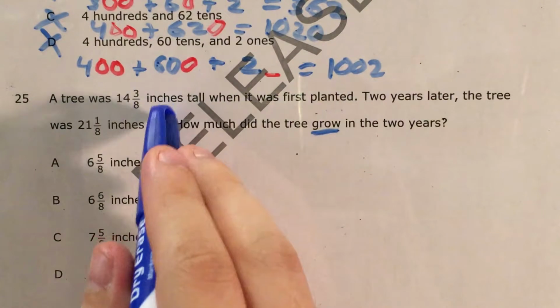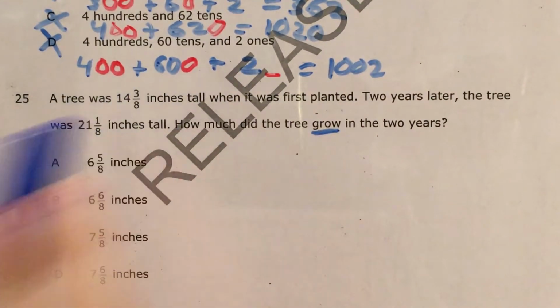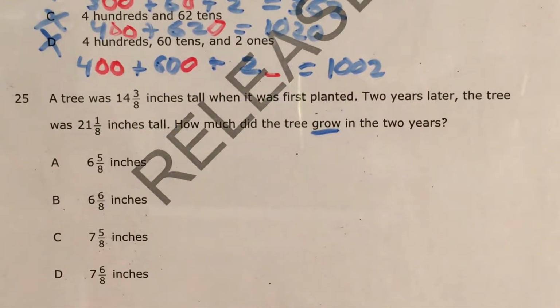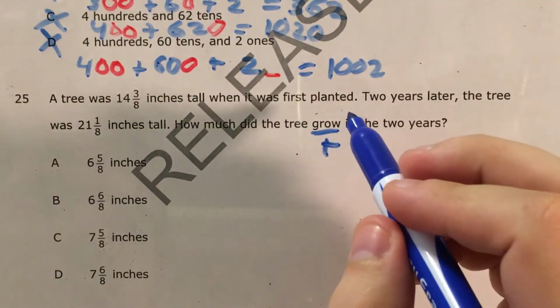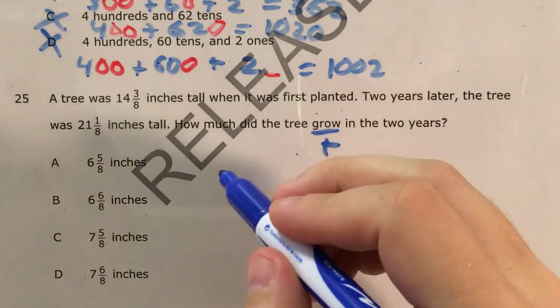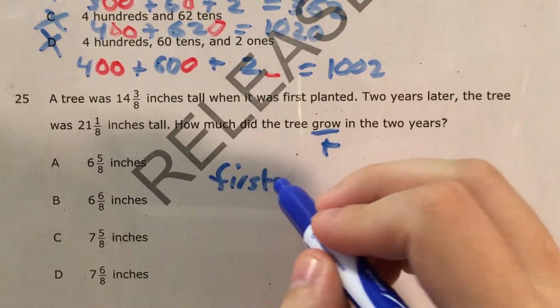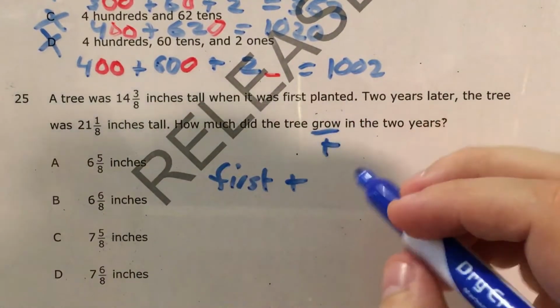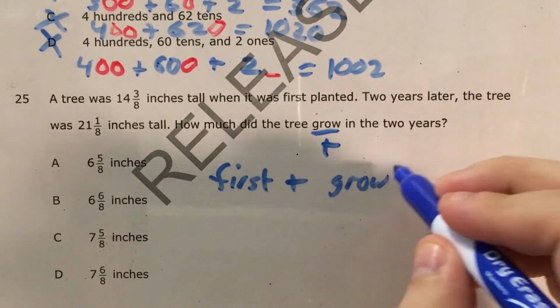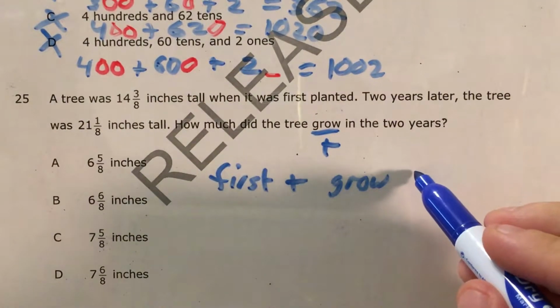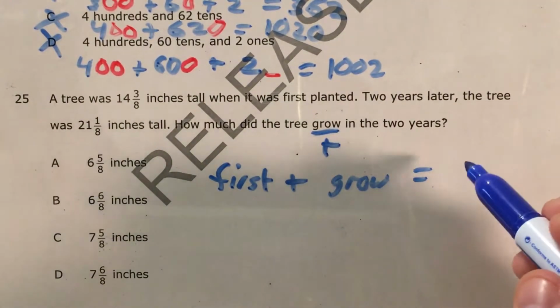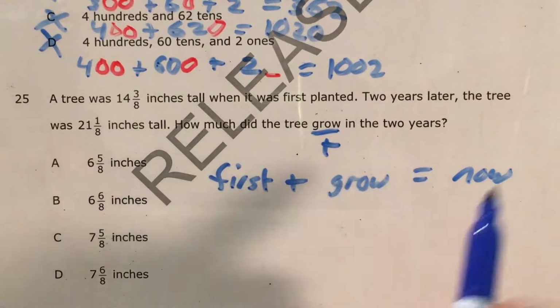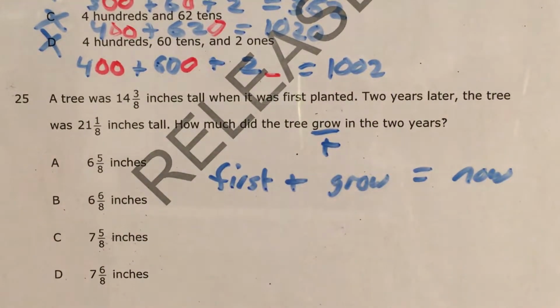So 2 years after the tree was planted, it's this tall, and it was this tall when it was first planted. We're trying to figure out how much it grew, which means I'm going to have to write an addition sentence, specifically how tall it was when it was first planted, plus how much it grew, equals how tall it is now, or how tall it is after the 2 years.